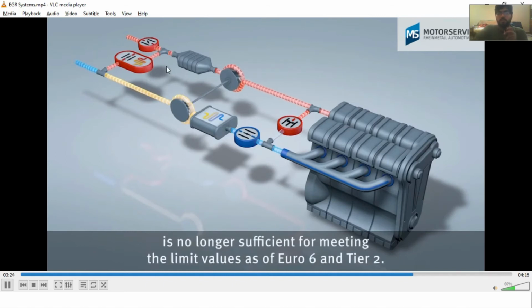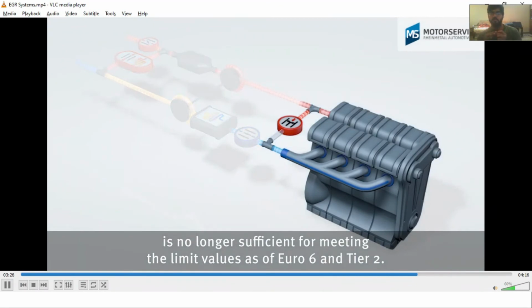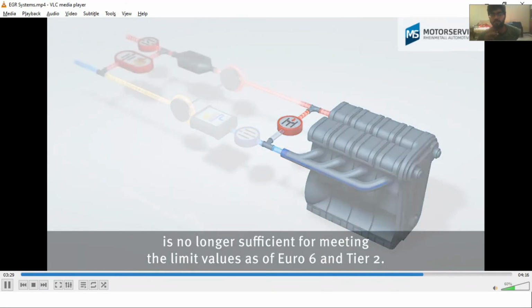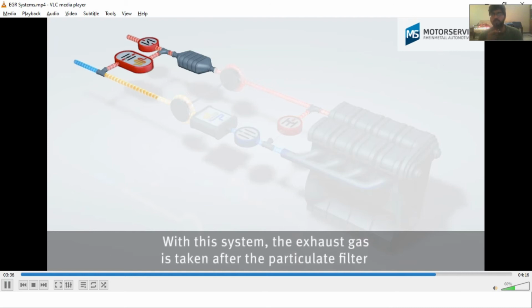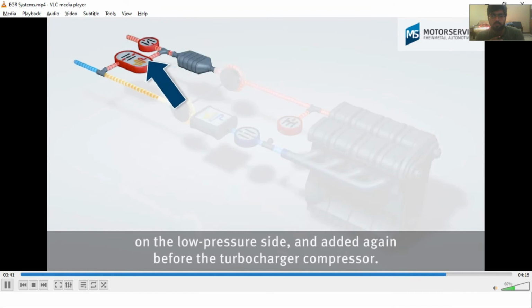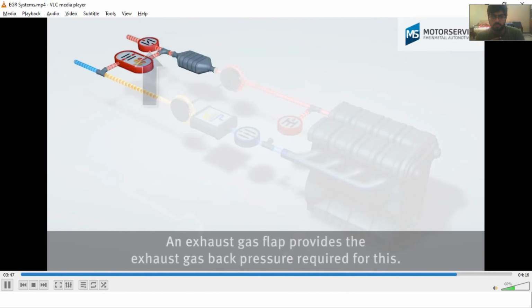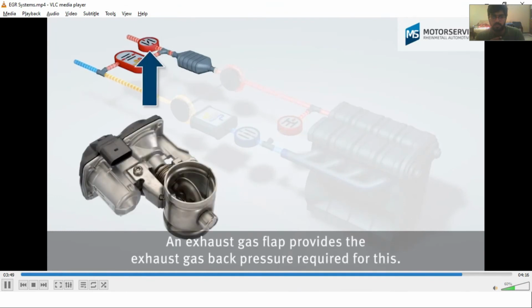The high-pressure exhaust gas recirculation system is no longer sufficient for meeting the limit values as of Euro 6 and Tier 2. An additional low-pressure EGR system is required. So again, you can see here that we have utilized an additional EGR system, which is operating at quite low pressure. With this system, the exhaust gas is taken after the particulate filter on the low pressure side and added again before the turbocharger compressor. An exhaust gas flap provides the exhaust gas back pressure required for this.